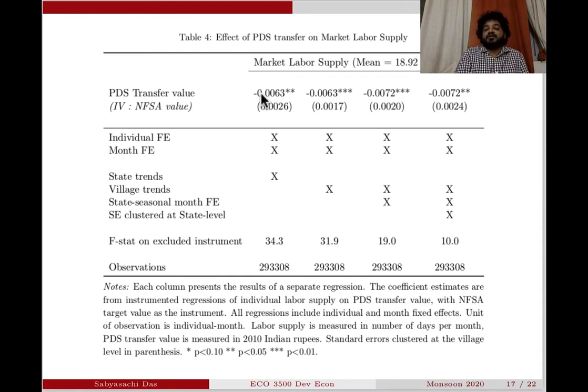So in a year, for 100 rupees of transfer, it would reduce about 7 days. So that's the extent. The volume of labor supply reduction is not that great, but it is statistically significant. And if you put in all these kinds of trends, so state-specific trends or village trends, even then the result is robust. If anything, the coefficient actually increases with a more stringent specification.